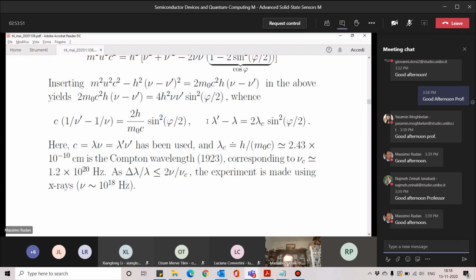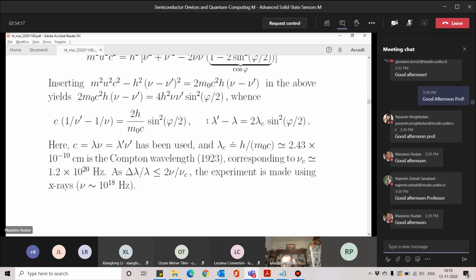If we go on the opposite side, so we measure the radiation that is reflected, then phi is equal to pi. So the square sine of pi half is 1.